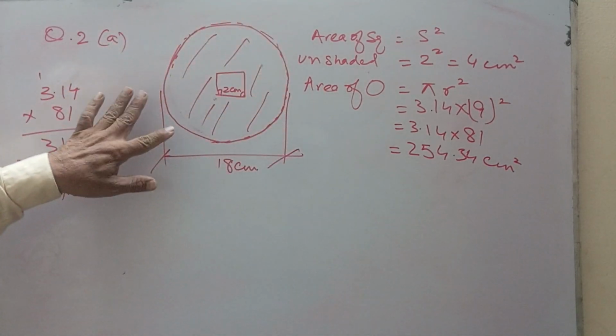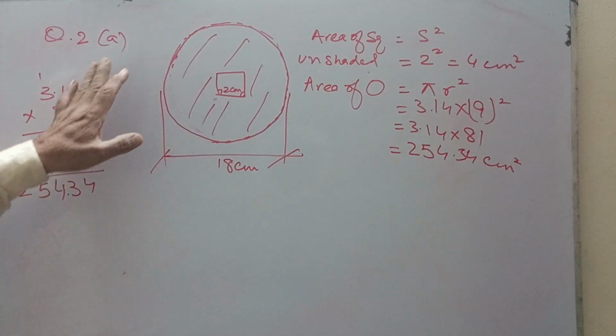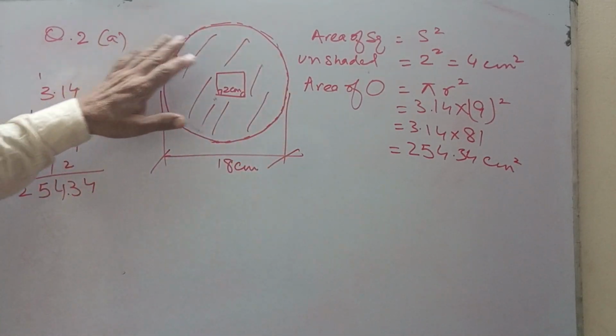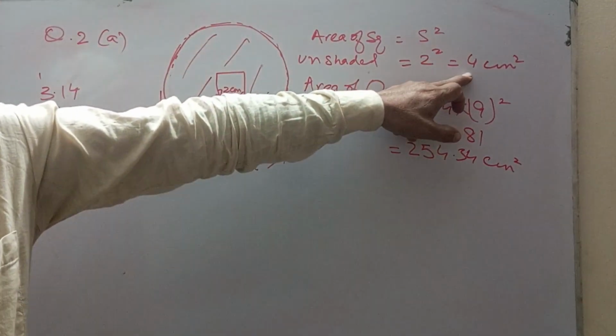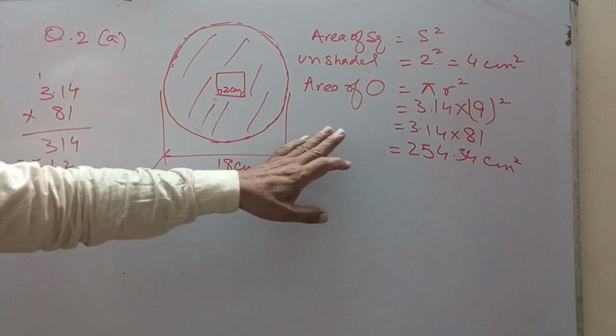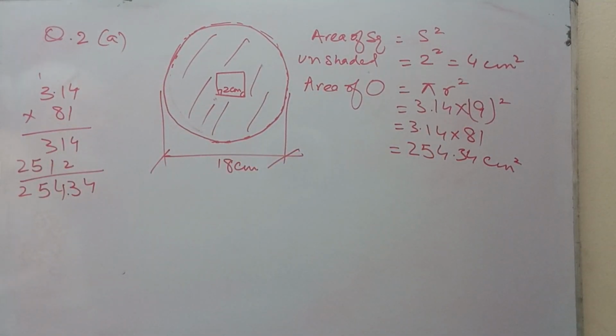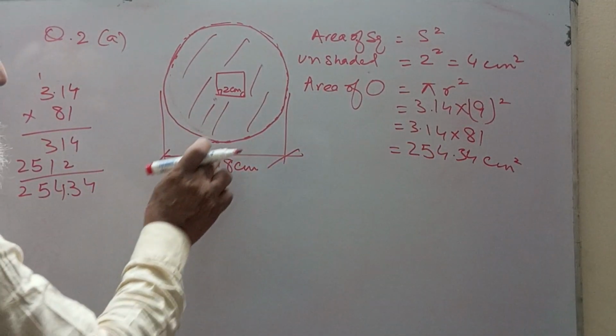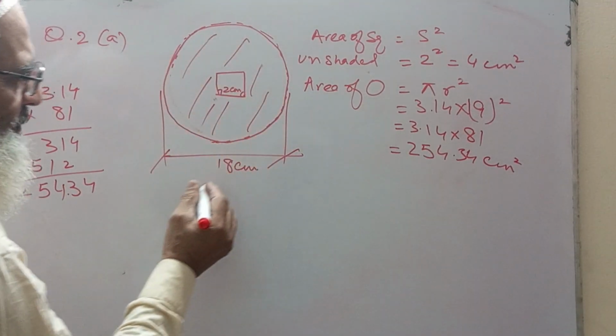Now this is the area of whole circle. This is the area of the unshaded region. Now what is required is, we have to find the area of shaded portion.